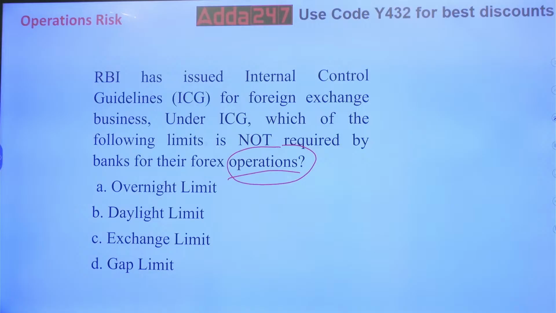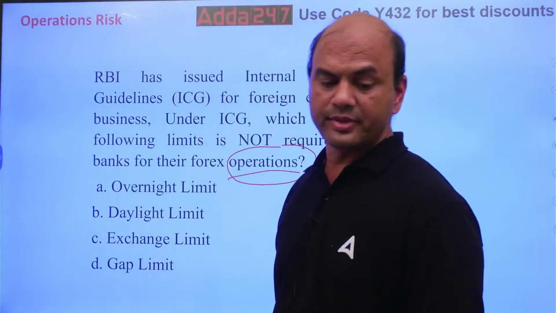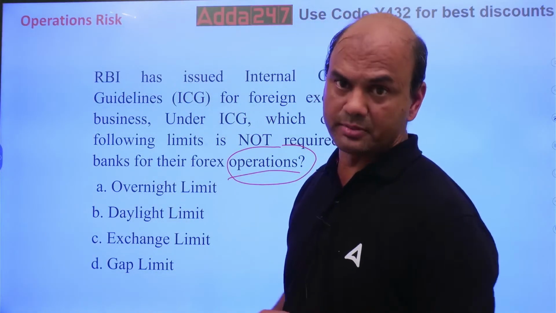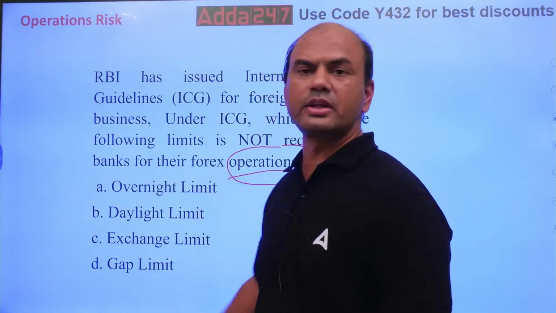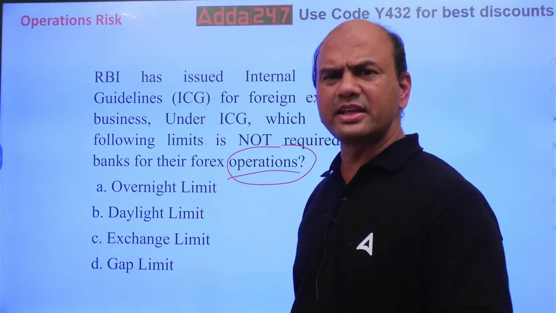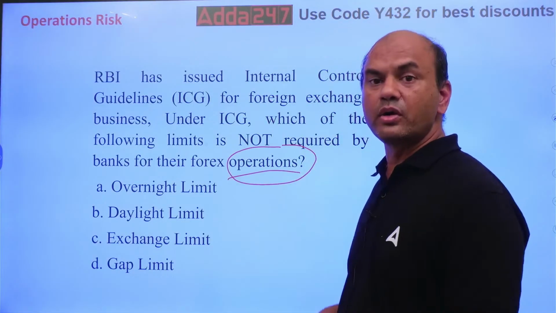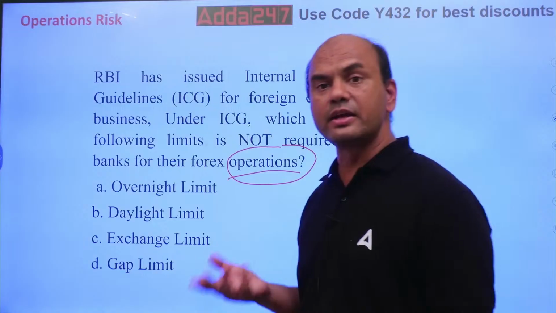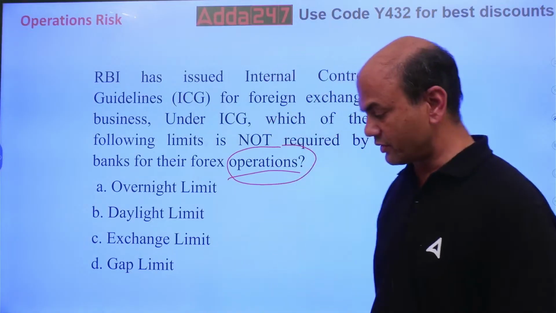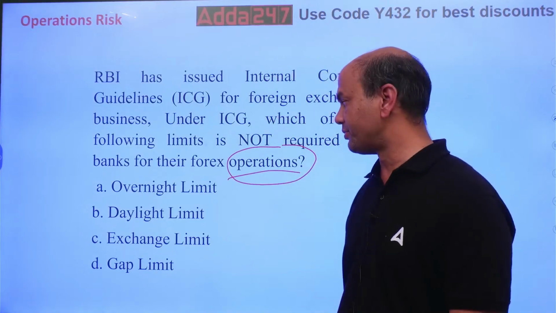Okay, answer this. What is overnight limit? Overnight limit is called the EOD position. In a daily cash in a branch, we have this overnight limit. We call it vault limit. Same thing is there in Forex also. You have an overnight limit or EOD limit for every dealer, every trader.